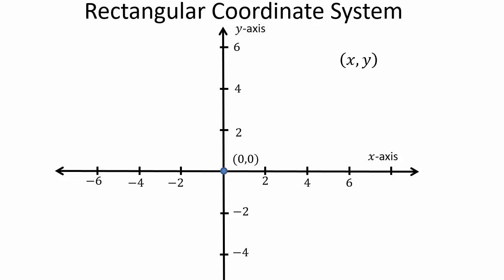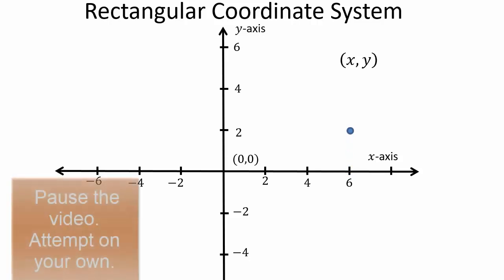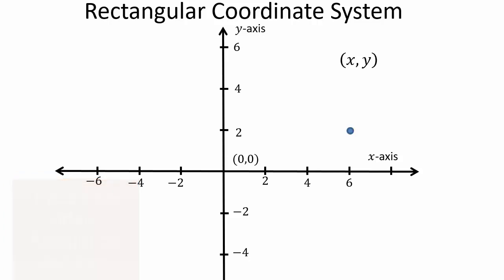So how do we plot points and figure out how to move around in this two-dimensional space? Well, let's start at (0, 0), and if you go 6 in the positive direction of the x, and let's say we go up 2, what do you think we should label this coordinate as? Pause the video here and see what you can label this coordinate as. We would label it as (6, 2). 6 is the horizontal direction and 2 is the vertical direction.